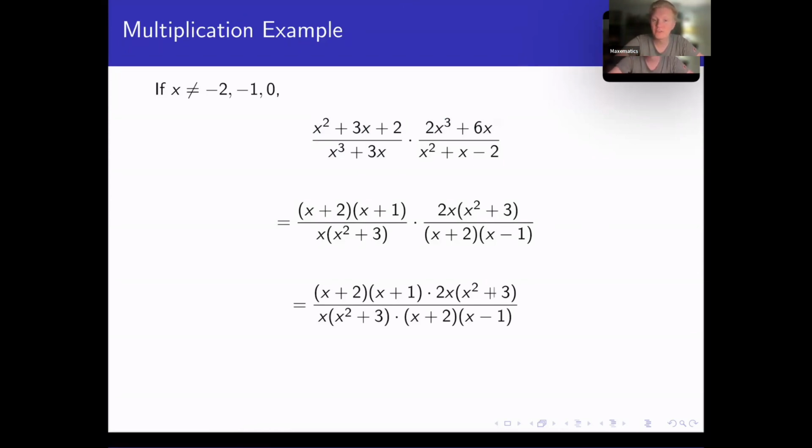But since we factored to begin with, you might notice x plus 2 can cancel out, x squared plus 3 can cancel out, and a single x can cancel out. So x plus 2 went away, x went away, and x squared plus 3 went away. All we were left with is x plus 1 times 2, and this x minus 1 down here.